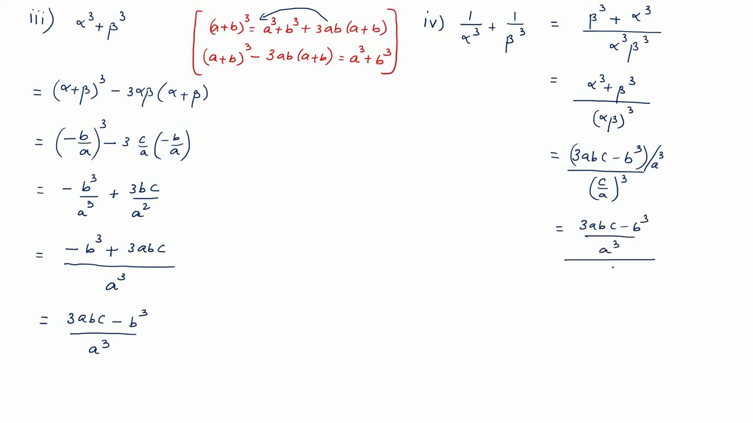Denominator you can apply power 3 separately for both c and a, so we have c cube by a cube. So by a cube and by a cube we can cancel, we can eliminate. We have 3abc minus b cube by c cube as the value of 1 by alpha cube plus 1 by beta cube. So this is how you have to solve. Remember, whenever the roots and the equation both are available, both are given, we solve the problem making use of sum of the roots and product of the roots conditions.